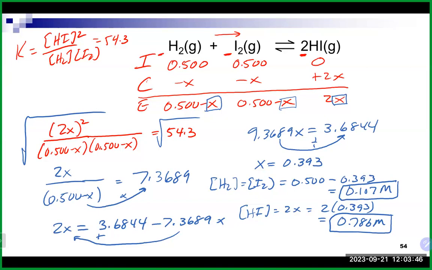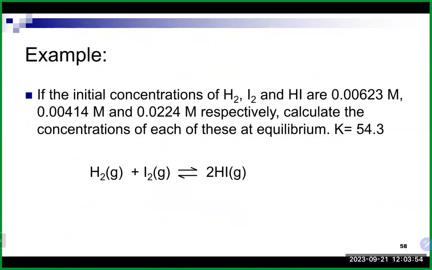All right, that was a fun one. Let's do an even funner one. All right, here we go. Initial concentrations of H2, I2, HI: 0.00623, 0.00414, and 0.0224. The K value is 54.3, so we're using the same equation.